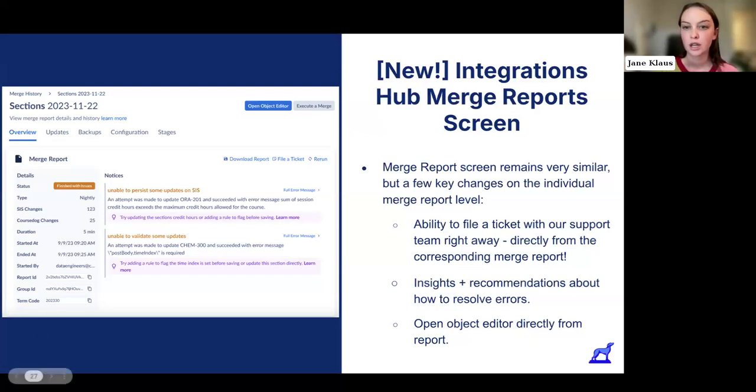Also, one other nice feature is right from the merge report screen, you're going to be able to file a ticket directly to Freshdesk, which helps both our team and your team. You don't have to go digging for that merge report. It'll be embedded right in that ticket. And then on our end, it'll save some back and forth trying to understand what specific section or record you might be talking about, because we'll have the merge report right there too.